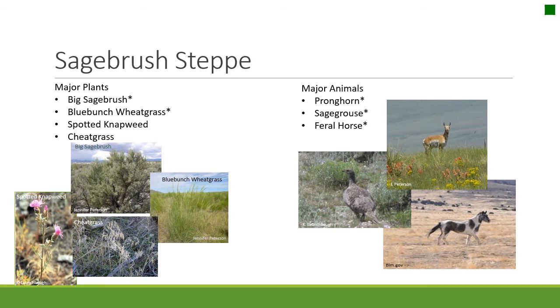I put in feral horse here because throughout the Great Basin, that's where we have the greatest population of feral horses. So they have an intricate relationship also with sagebrush in this ecoregion.